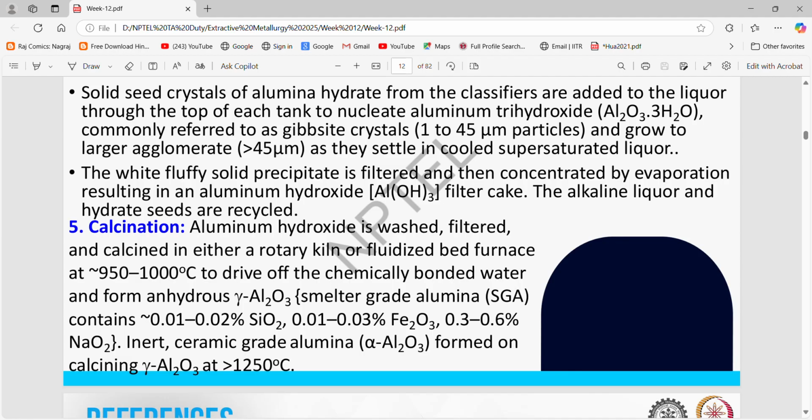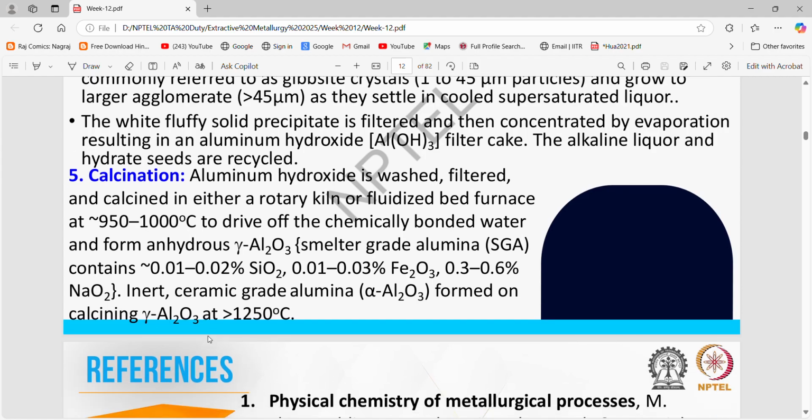So this gamma Al2O3 contains some impurities like 0.01 to 0.02% SiO2, then some minor amount of Fe2O3 and Na2O is present there. While we can also go for inert ceramic grade alumina preparation via calcination of this aluminum hydroxide at a temperature of more than around 1250 degrees Celsius.